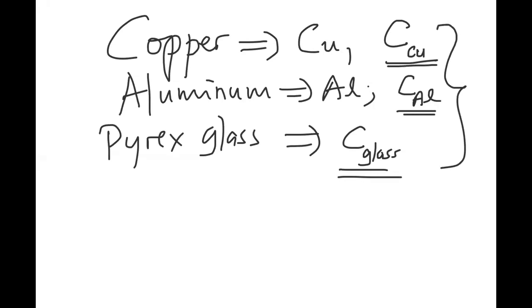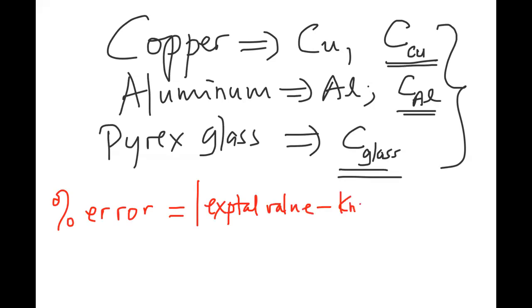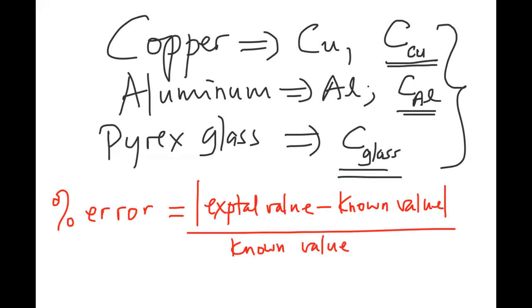That means I would like you to calculate percentage error to see how close your results are to the expected results. So you're going to have the experimental value minus the known value, then you divide by the known value, times 100. Of course, you put a percent here. So this is very important. It will tell you whether your results are close to the expected results or the known values.